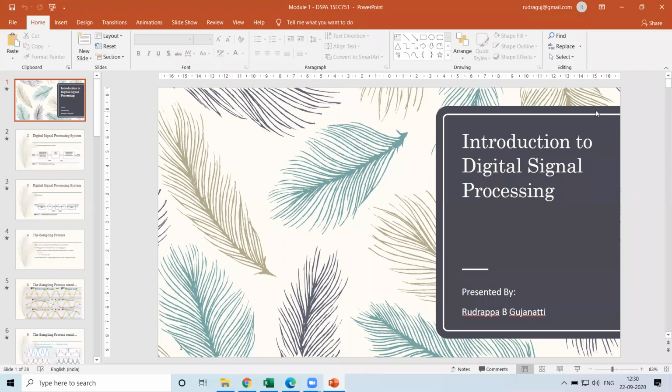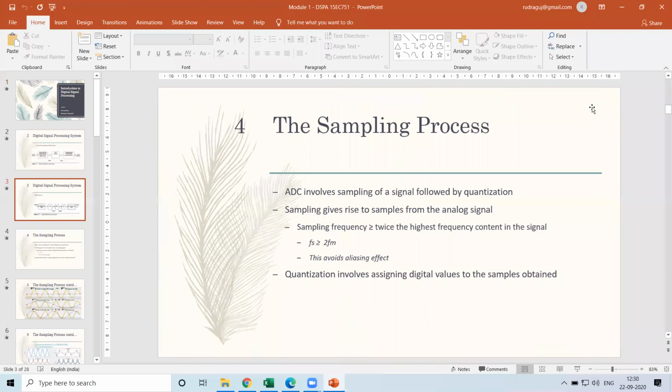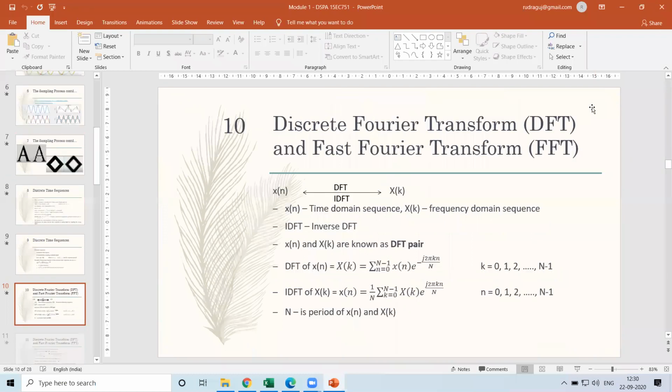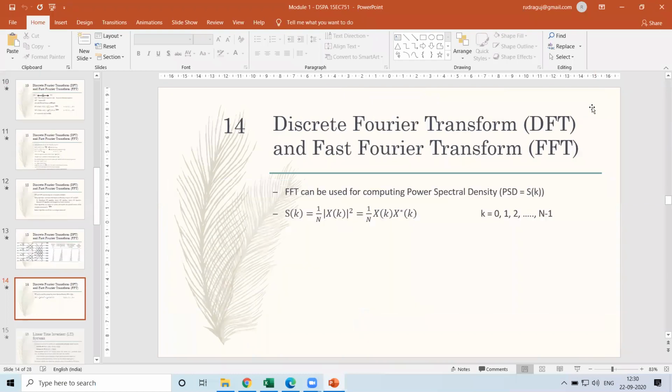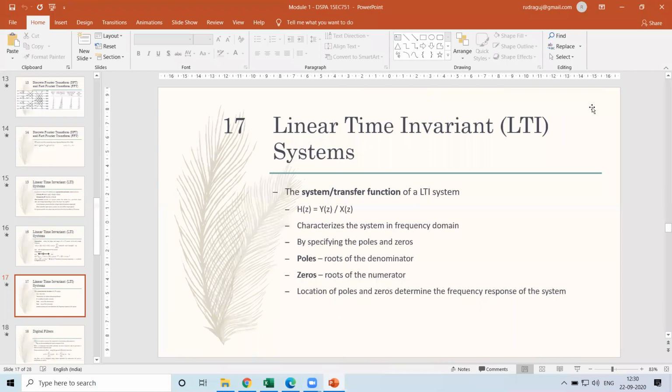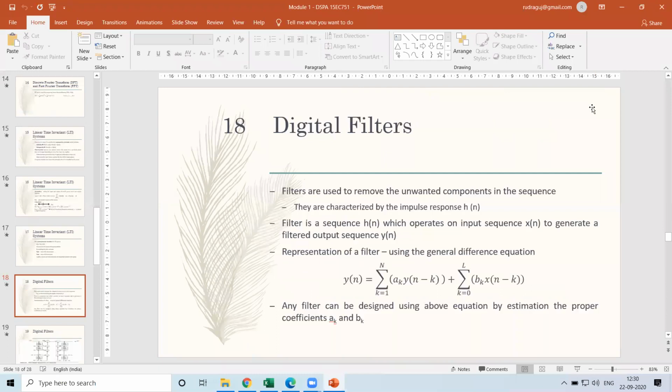Good morning, everybody. In the previous discussion, we covered an introduction to digital signal processing. We discussed convolution and the Z transform, what is meant by DFT and FFT, and what is meant by an LTI system. We also discussed what a digital filter actually is, and we saw the equation for it.